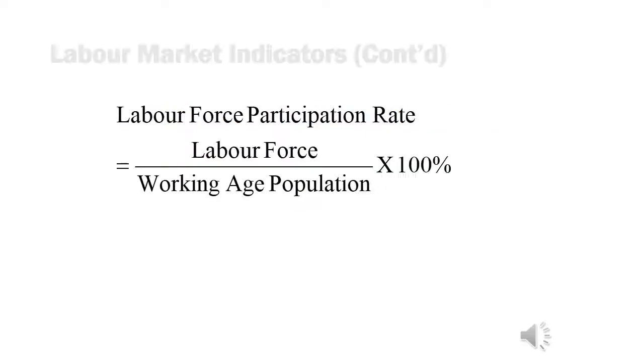Okay, let's take a look at the labor force participation rate, which calculates, out of those who are legally able to work, how many of them actually want to work. We use this formula: labor force divided by working age population. The labor force is those people who are willing to work, divided by the working age population, the total number of people who are legally able to work. Then you times 100%.